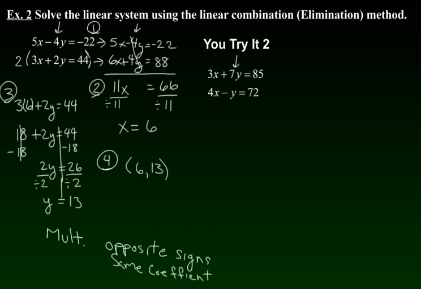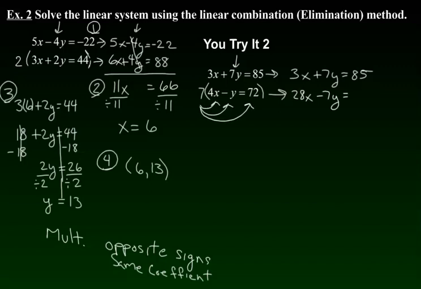Okay, so now that you've tried it, trying to eliminate y, I have to multiply the second equation by 7. So the first equation is not going to change. It's 3x plus 7y equals 85. The second equation is going to be 7 times 4 is 28x. 7 times negative y is negative 7y. And 7 times 72 is 504. So there is my step 1.